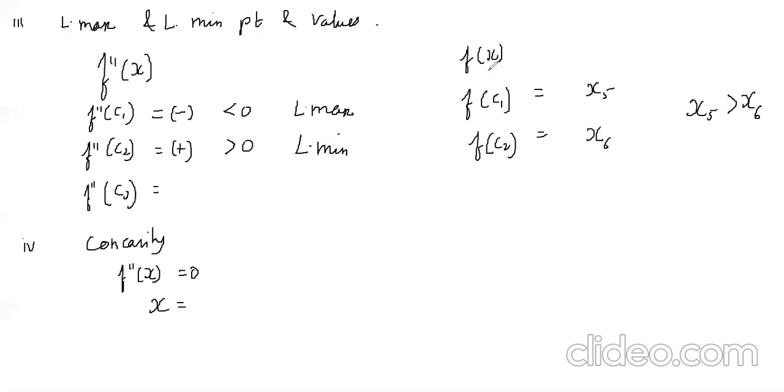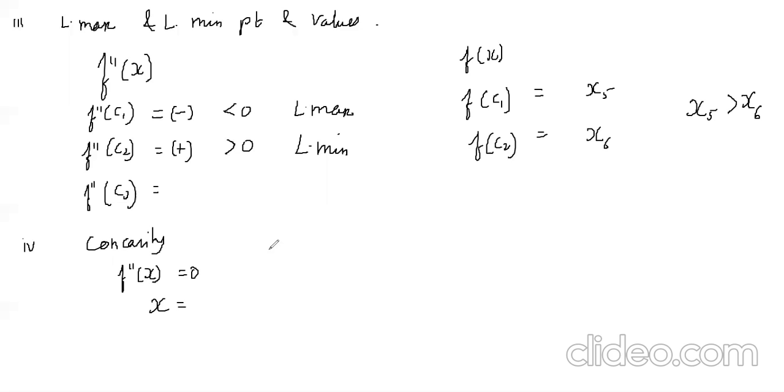What will be the values? In the actual question, the f of x, what we are going to substitute is c1, c2, c3. So we will get some answer. In this we can do a cross check, that is the maximum value should be greater than the minimum value.